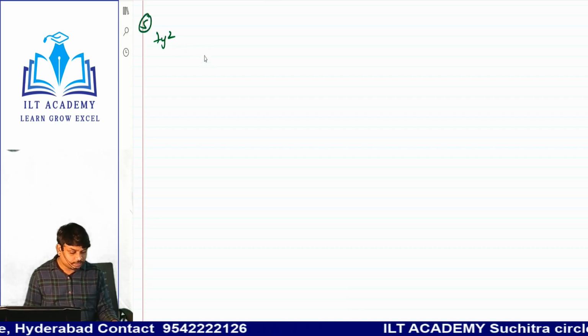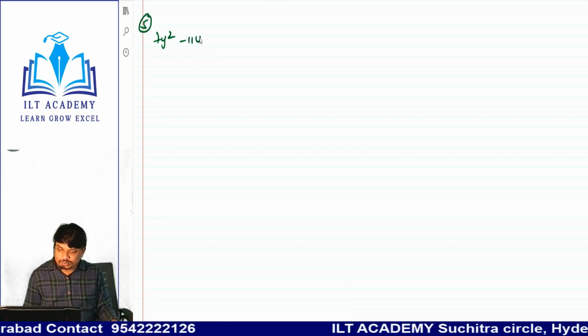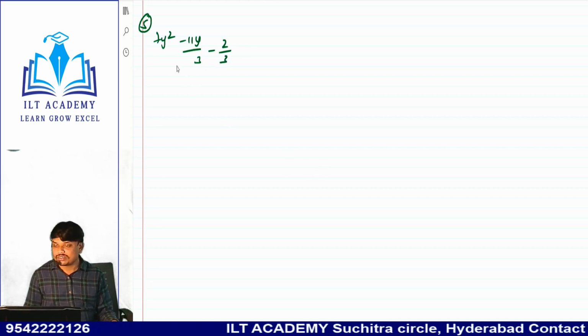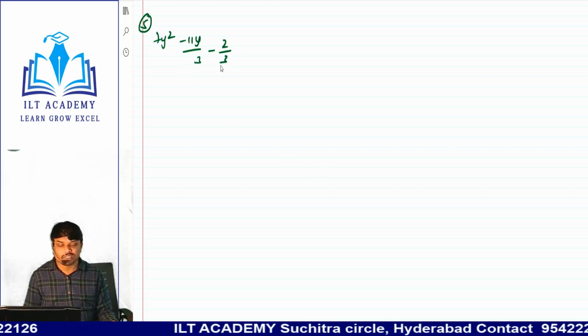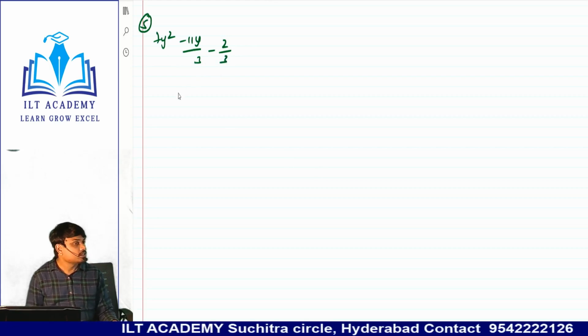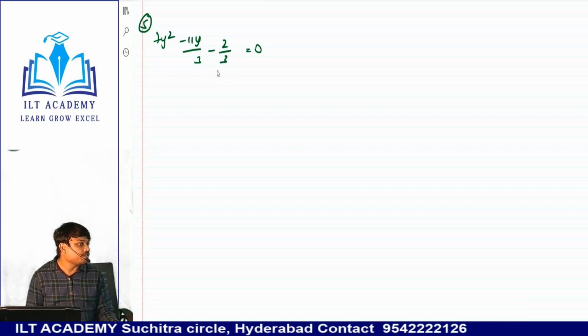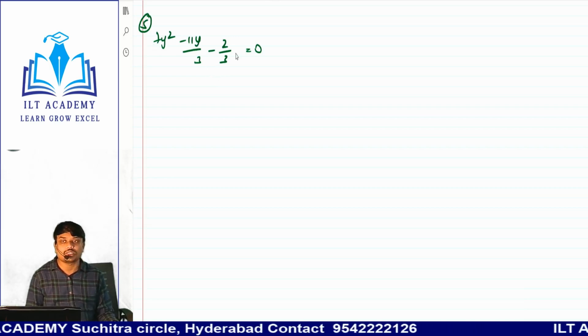Now see, fifth one. 7y square minus 11y divided by 3 minus 2 by 3. 7y square minus 11y by 3 minus 2 by 3. How to do this one? Let us take this as 0. Okay, this is equal to 0. We are finding the zeros of the polynomial now. So polynomial is equal to 0.